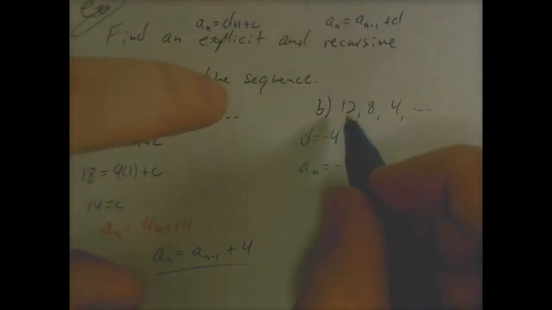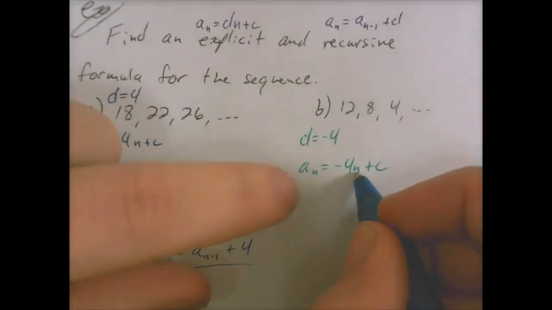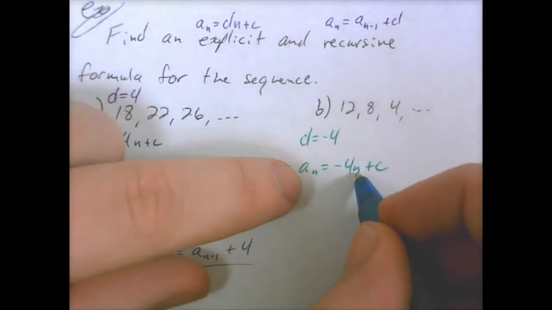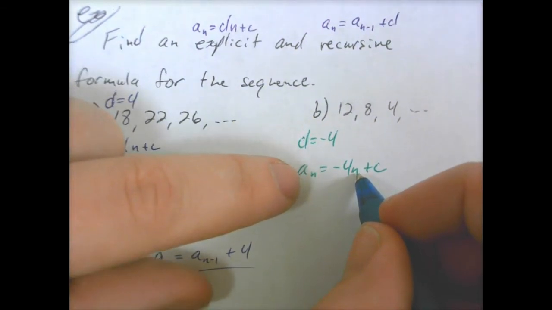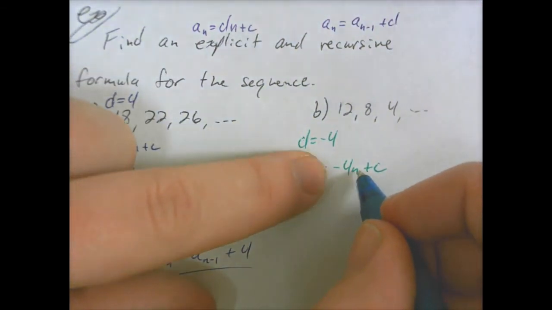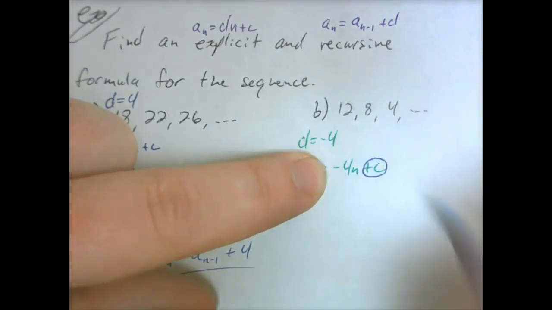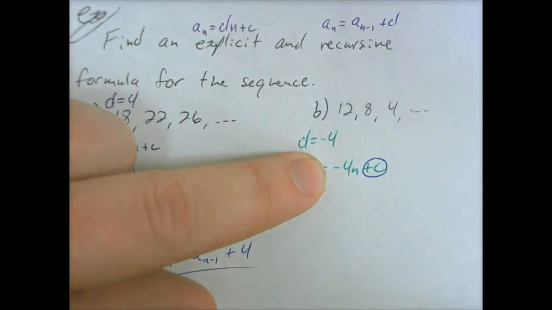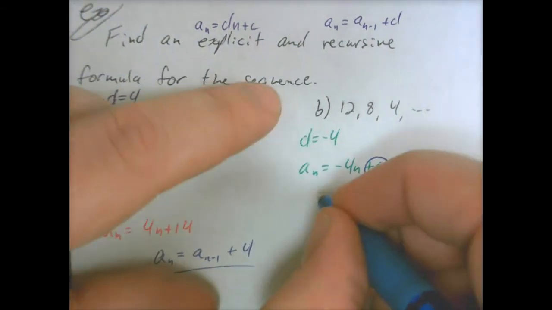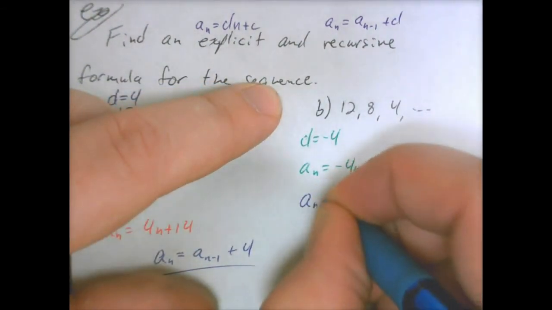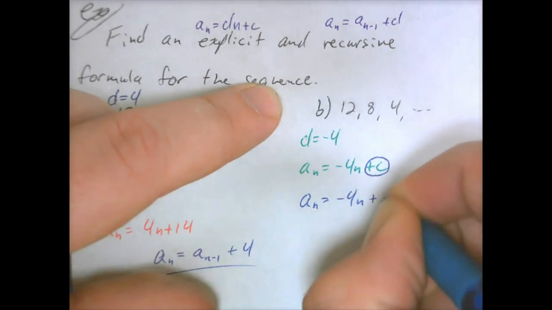I know my first term is 12. So if I substitute in 1 for n, right now I have negative 4 times 1, which is negative 4. I know my first term is supposed to be 12, so I have to decide what number I have to add to negative 4 such that I will get 12. Well, that number would be 16. So I know my rule should be negative 4n plus 16.